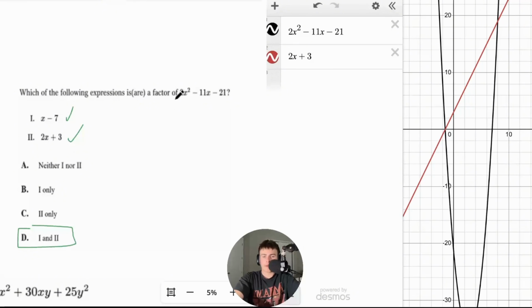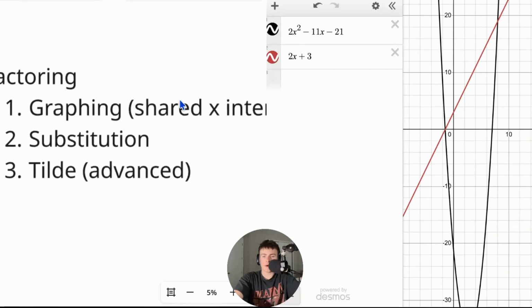Sometimes it'll ask for a constant, and you have to use a slider to drag it. And sometimes it'll be an integer, but it's the same thing. All you do is add a slider for that integer, and drag it until they share an x-intercept when that thing is an integer. Okay, substitution now.